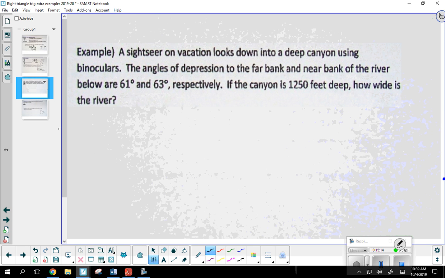It says a sightseer on vacation looks down into a deep canyon using binoculars. The angle of depression. Okay, what's that mean? There you go. If we're talking about our line of sight being parallel to the ground, if we look down from that, that's the angle of depression. If we look up from that, that's the angle of elevation. We typically say an angle of ascension. Or you could even have an angle of elevation from the ground itself.